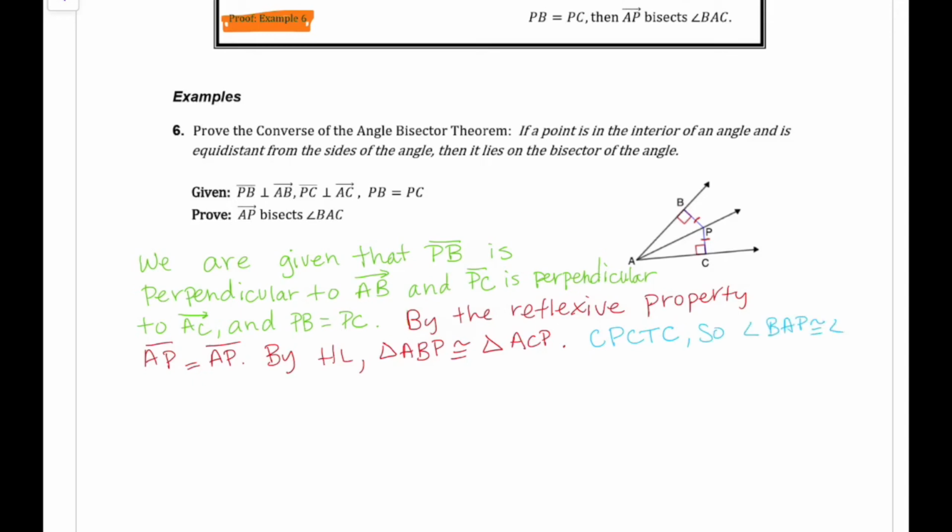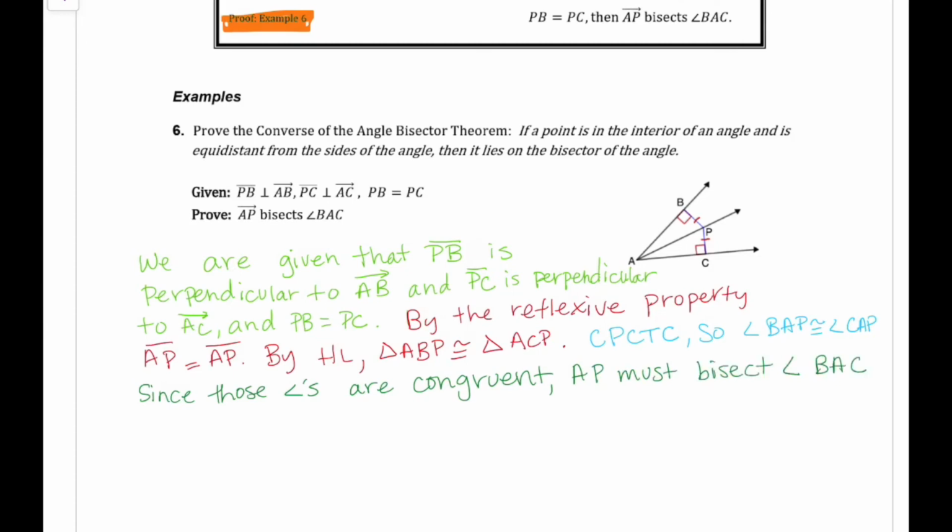And since corresponding parts of congruent triangles are congruent, the angles have to be congruent. BAP has to be congruent to angle CAP. And since those angles are congruent, AP has to be a bisector of angle BAC, which is what we are trying to prove.